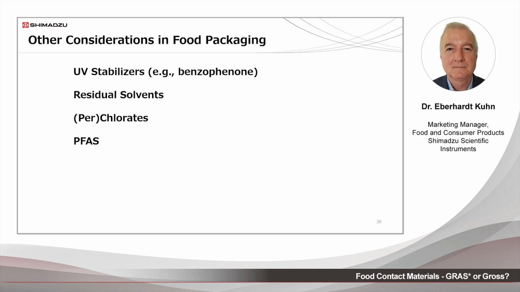There are a number of other contaminants in food packaging, such as UV stabilizers, for instance, benzophenone. Residual solvents can always be present, as well as chlorates and perchlorates, often from the cleaning and sanitizing, and of course PFAS, and we'll see a little bit more about PFAS in just a minute.